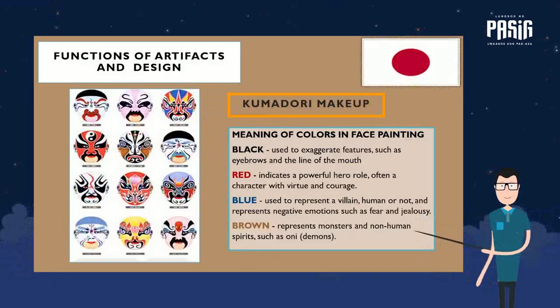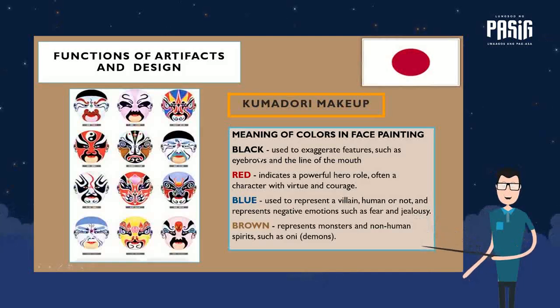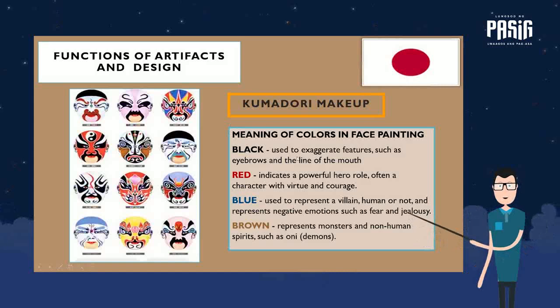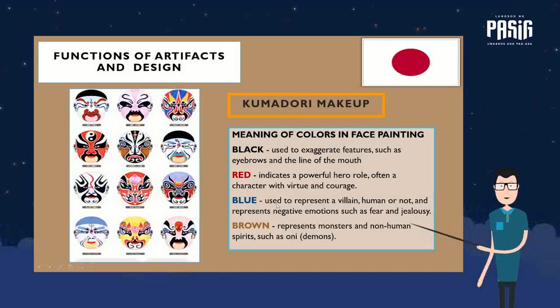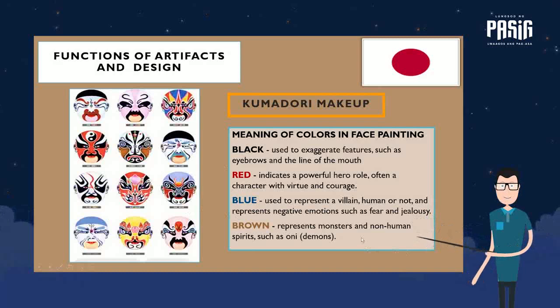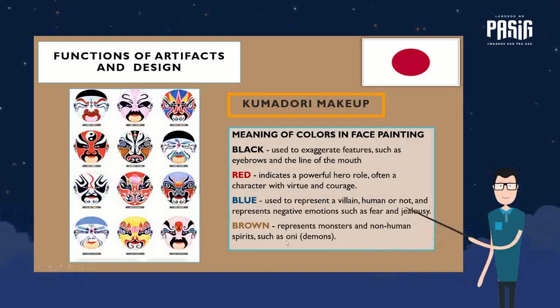Kumadori makeup uses different colors. One is black. Black is used to exaggerate features such as eyebrows and the line of the mouth. Red indicates a powerful hero role, often a character with virtue and courage. Blue is used to represent a villain, human or not, and represents negative emotions such as fear and jealousy. And the last one is brown. This represents monsters and non-human spirits such as Oni, also called demons. That is the Kumadori makeup.